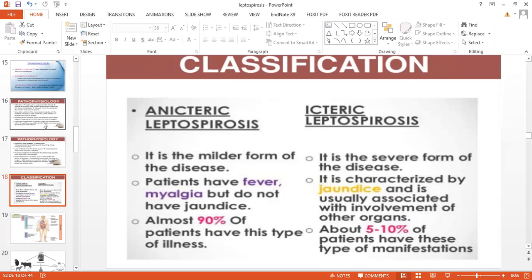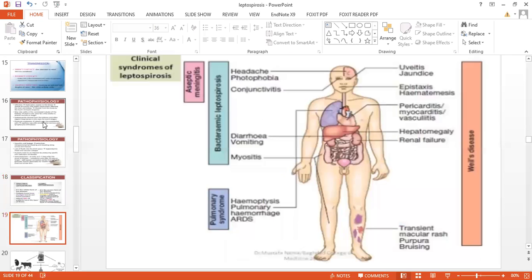Broadly speaking, there are two clinical types. You can say that, as the name indicates, icteric and anicteric. Icteric means that it's a jaundice form, which is a very severe form, but it's a rare disease. It's predominantly the anicteric form. The anicteric form is in about 90% of cases, with mild cases of fever and myalgia, while the icteric form is mainly associated with jaundice and involvement of other organs. It's about 5 to 10%.